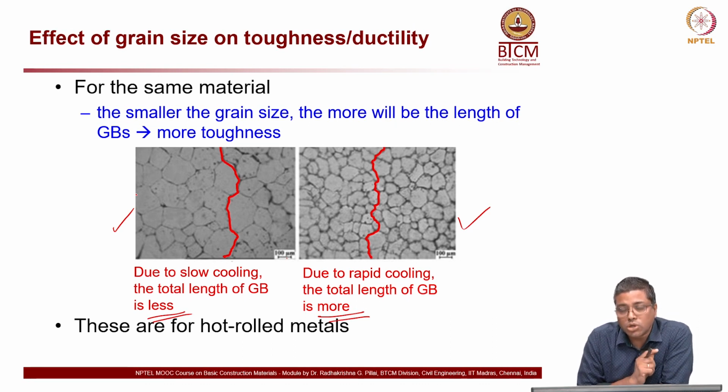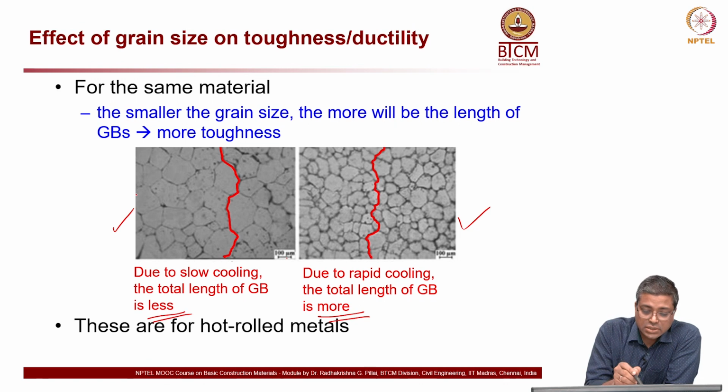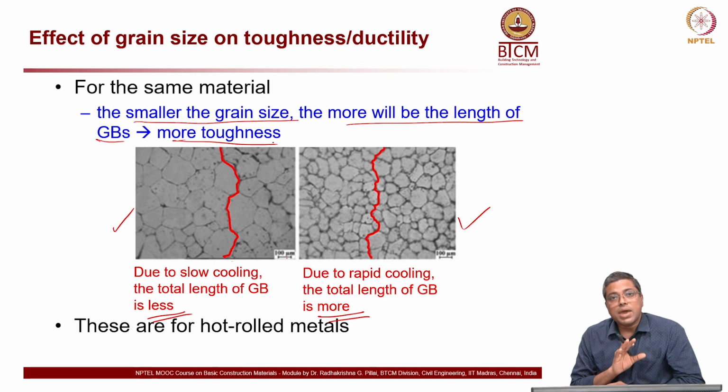Now, when you have a shorter length, that means the energy required to move a dislocation along that would also be relatively less. So, the message here is, the smaller the grain size, the more the length of the grain boundary and hence more toughness. So, these are mainly for hot rolled metals.